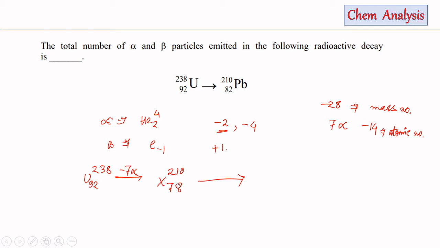or decay beta particles and generate this Pb nucleus, and here we can see there is an increase of 4 units in the atomic number. Therefore we can say that there will be elimination of 4 beta particles, since each beta particle elimination results in plus 1 increase in the atomic number. So it will generate Pb 82 210, since after beta elimination there will be no change in the mass number. Therefore we can see that there are 7 alpha particles and 4 beta particles eliminated in this radioactive decay, and the total number of eliminated particles is 11.